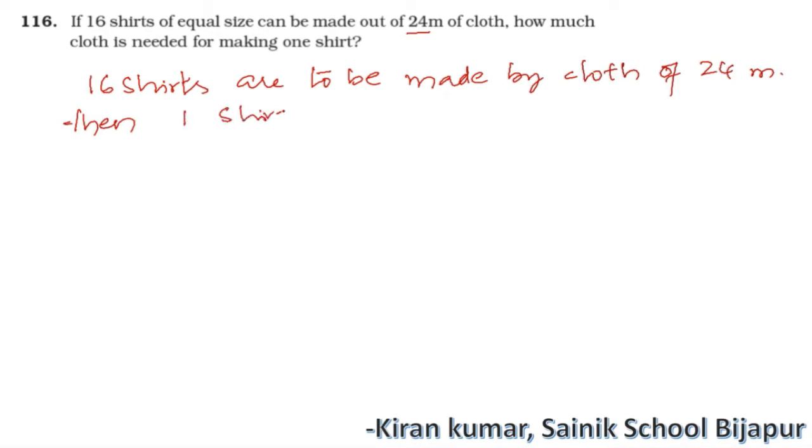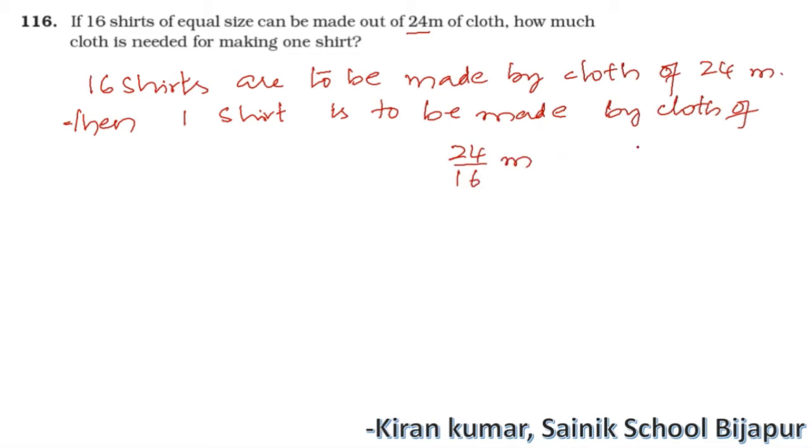one shirt is to be made by cloth of 24 upon 16 meter. This is called unitary method. We can simplify this and write it as 3 by 2 meter. That is nothing but 1.5 meters.